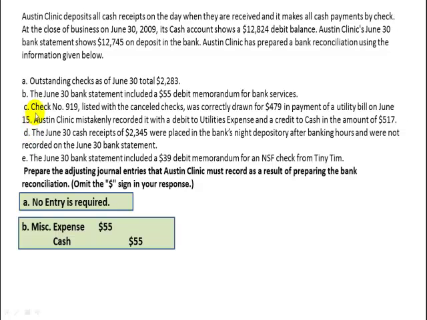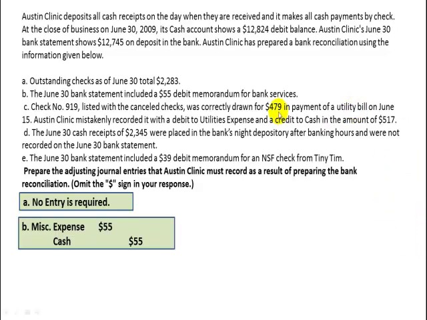Let's go to C. Check number 919 listed with the canceled checks was correctly drawn for $479 in payment of a utility bill on June the 15th. Austin Clinic, that's who our company is, mistakenly recorded it with a debit to utility expense and a credit to cash for $517. So we've written a check that was correctly drawn for $479, but we recorded it for $517. Therefore, we need to make an adjustment to our cash account, and we've taken out too much.